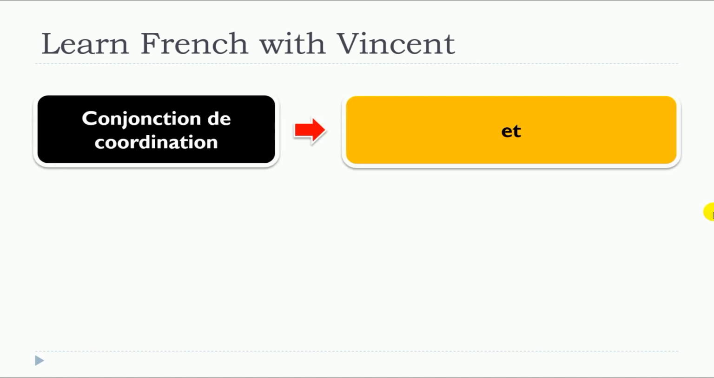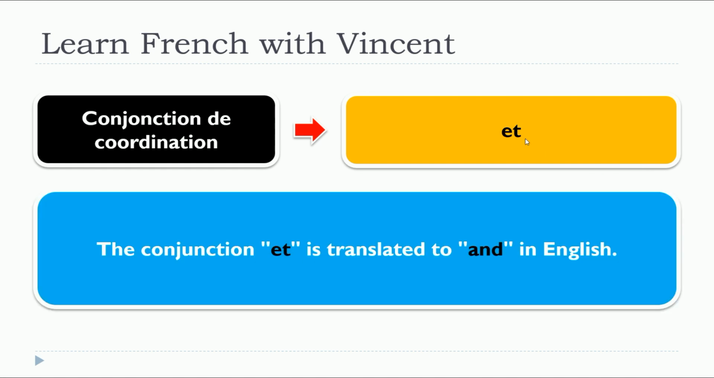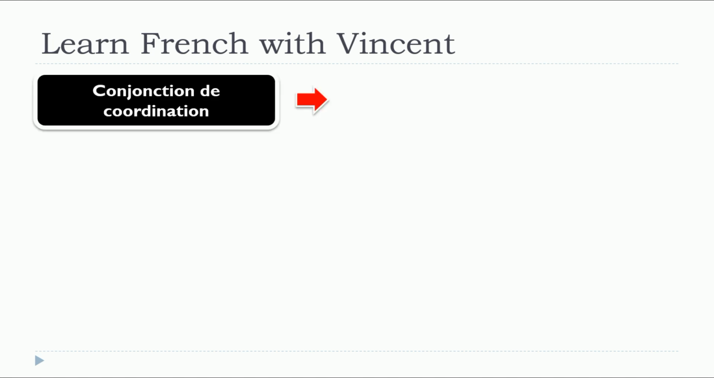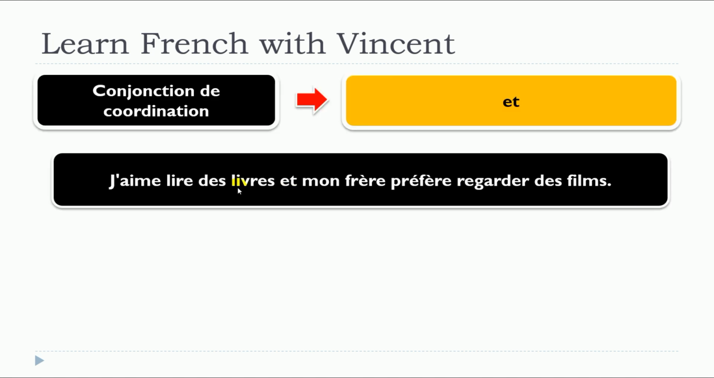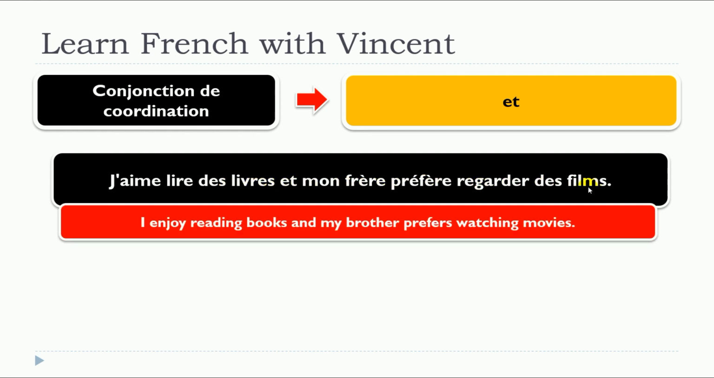So in this lesson, we concentrate on et. And the conjunction et is translated to and in English. So let's see some examples. J'aime lire des livres et mon frère préfère regarder des films.